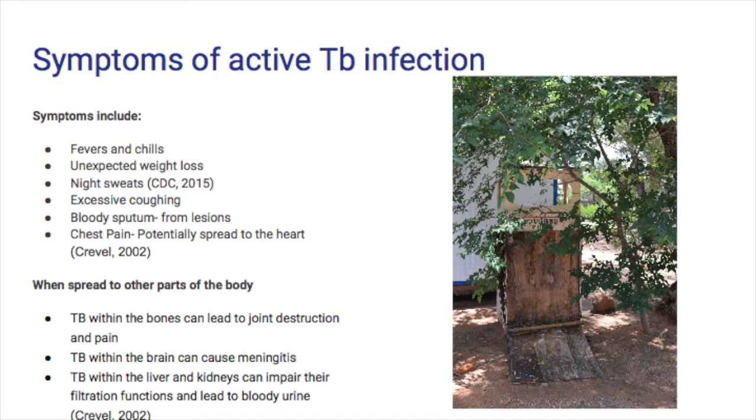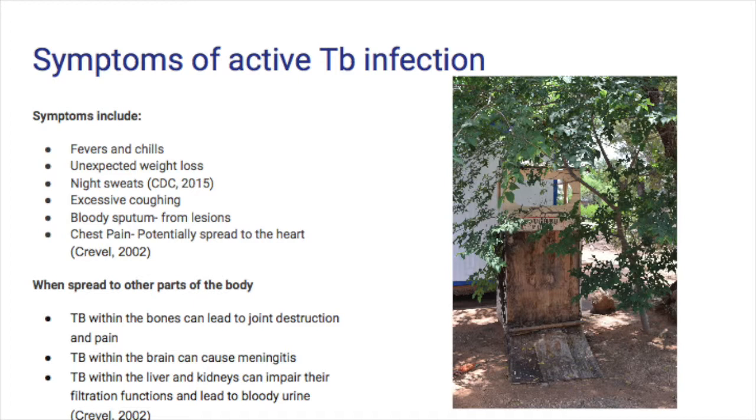It's been shown that night sweats are a big problem, excessive coughing, which can induce the spreading of tuberculosis, bloody sputum from these lesions within the lungs, and chest pain. And this potentially could be because tuberculosis has spread across the body. So if the body is not able to contain the tuberculosis within the lungs, within those granulomas, TB will begin to spread through the bloodstream to places like the bones, which can lead to joint destruction and pain. Could spread to the brain, which can cause meningitis. Could spread to the liver and kidneys and impair their filtration functions, and lead to bloody urine.